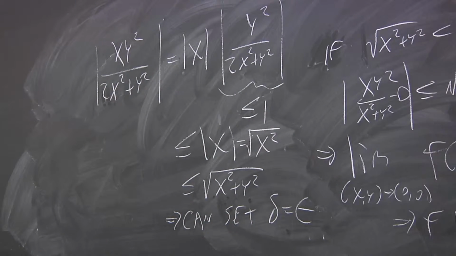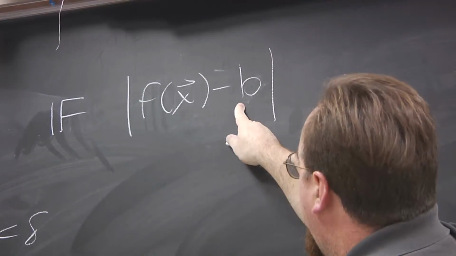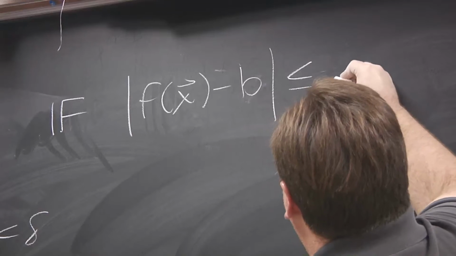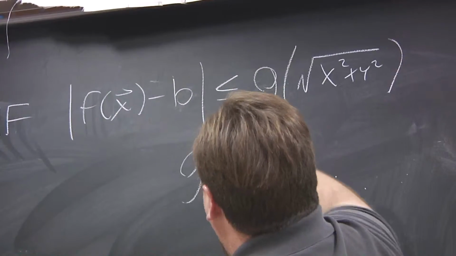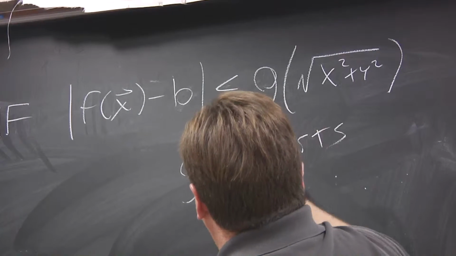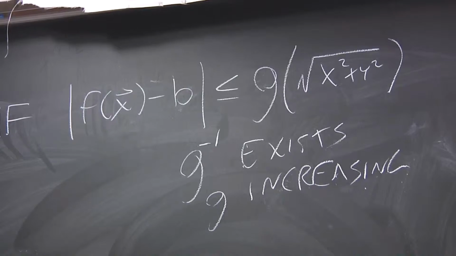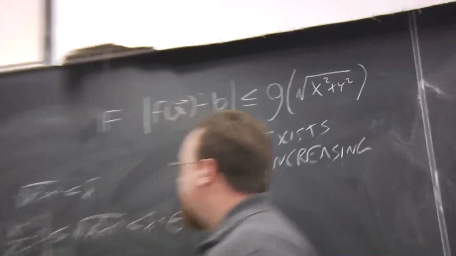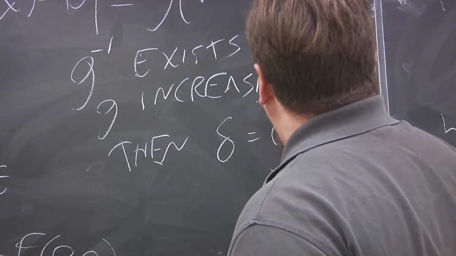If you find, through manipulations like these, that the difference between the function and the candidate limit is less than or equal to some function g of x squared plus y squared, where the inverse function exists, and g is an increasing function, so in this example, g of z is equal to z, so that is an increasing function, then you can set delta equal to the inverse function of epsilon.